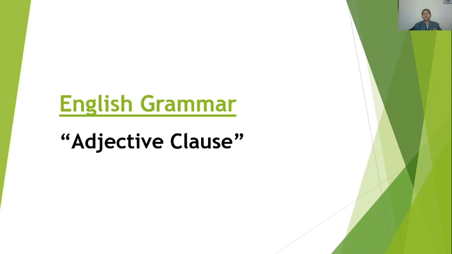Now, children, as you can see, this topic, adjective clause, is made with two words: adjective and clause. We know what an adjective is: the word that describes a noun or pronoun. And what is a clause? A clause is a group of words that makes complete sense. So exactly, an adjective clause is a group of words that describes a noun or pronoun. This is the simplest definition of this topic, adjective clause.